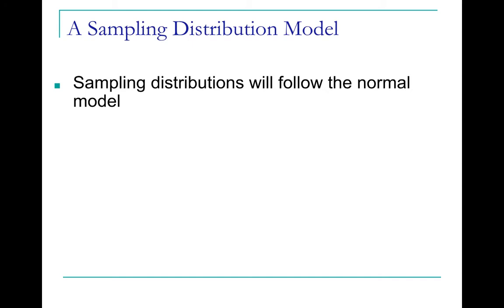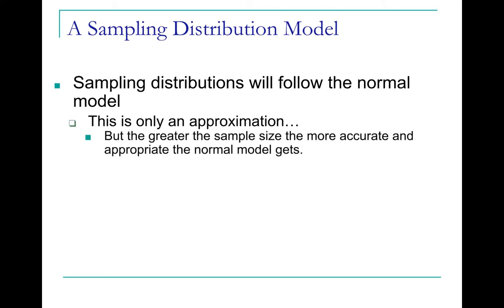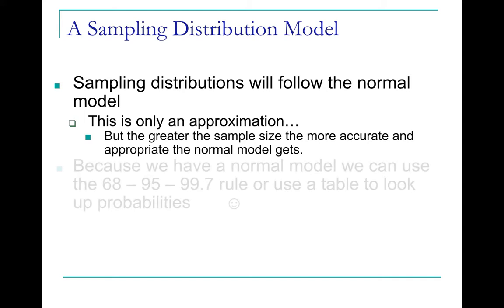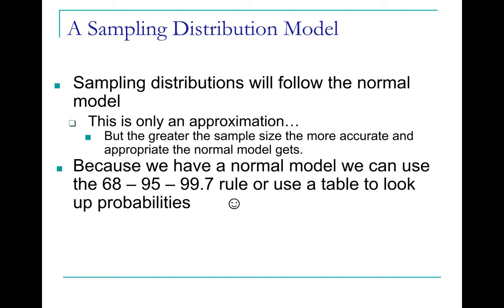Sampling distributions will follow the normal model. It's only going to be an approximation, but the greater the sample size, the more accurate and appropriate the normal model gets. So if we were to flip a coin 10 times versus 100 times, when we flip the coin 100 times, it's going to be more accurate. If we were to increase that to 500 times, it will get even more accurate. So the larger the sample size, the more appropriate the normal model ends up becoming. But because we get to use the normal model, we can use the 68, 95, 99.7 rule or the table or our calculator to be able to calculate those probabilities, which is really actually kind of nice.